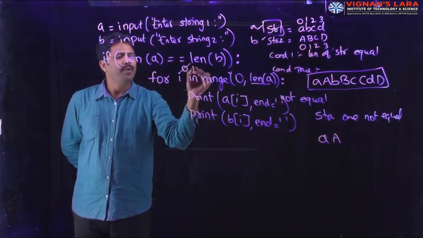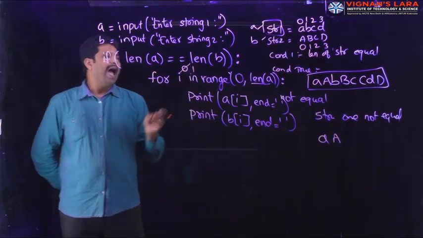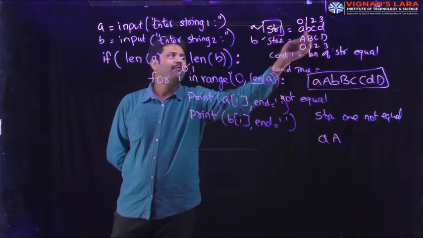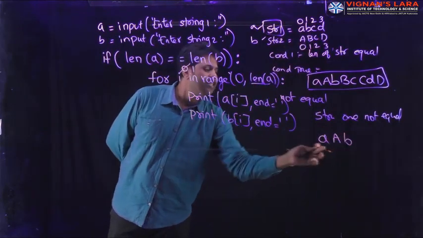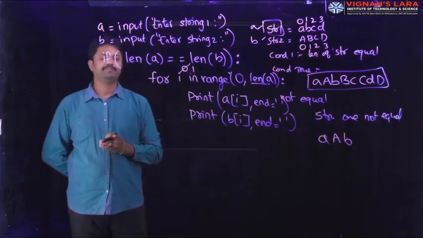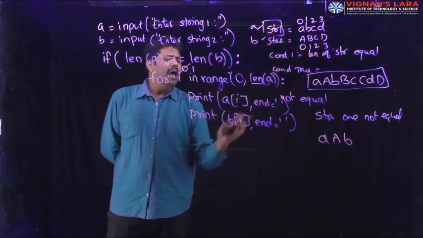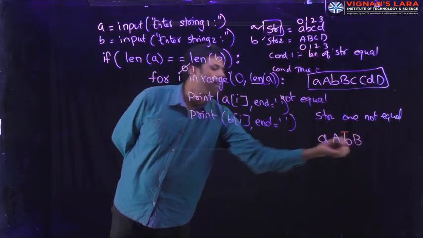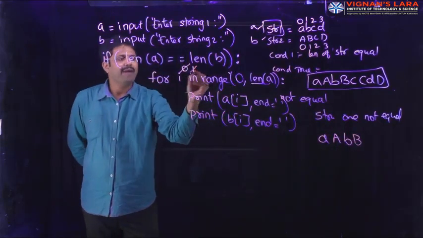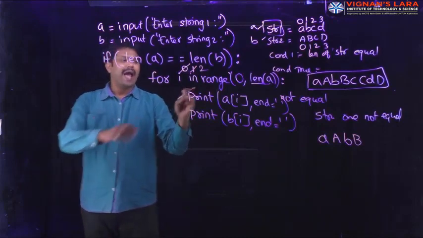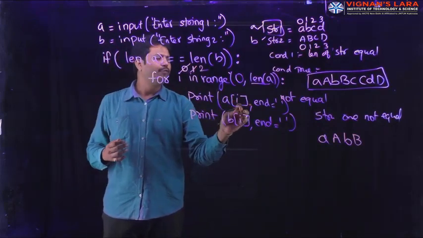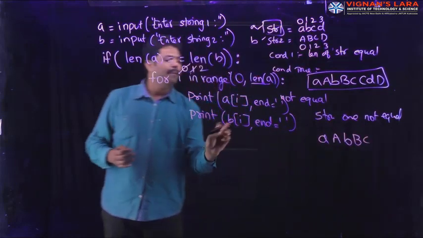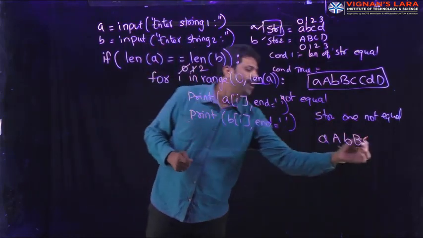Now i value is 1. In this case, it prints A of 1. What is A of 1? It is small b. You are in the same line, not in the next line. Next, B of 1 is nothing but capital B. Next again, i value is incremented to 2. Again it iterates. A of 2 is nothing but small c, and B of 2 is nothing but capital C.